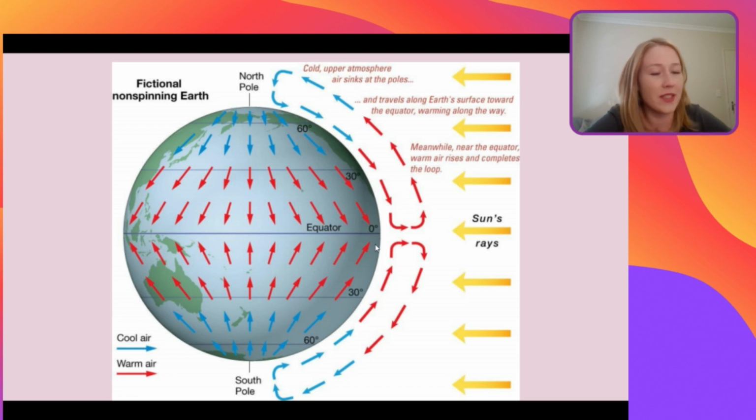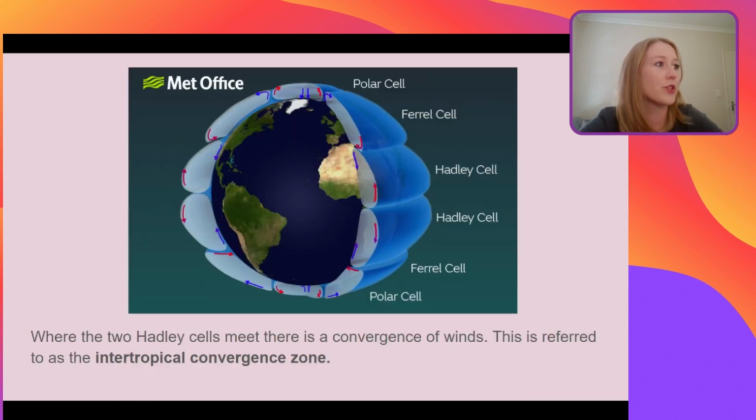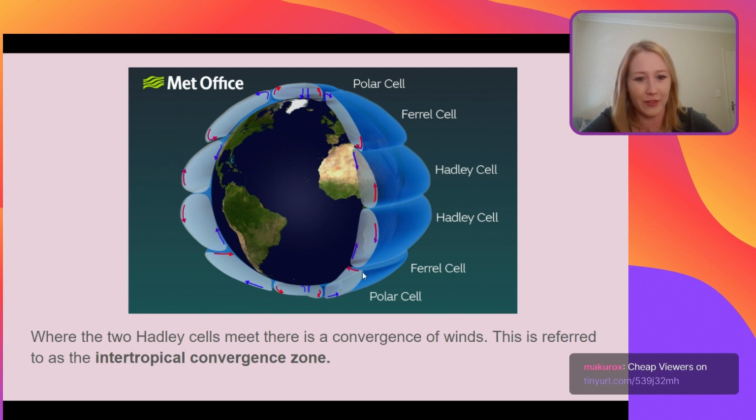Okay, but this isn't how the whole circulation actually looks. This is an oversimplified version of it. In reality, there are 3 convection cells. So we refer to it as the tricellular model. So you can see we have 3 sections. When we say 3, it means 3 in each hemisphere. 3 up here and 3 here. So we've got 3 circulation cells up here in the northern hemisphere and 3 in the southern.